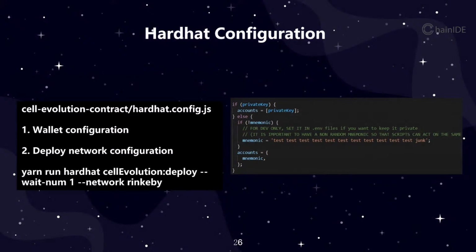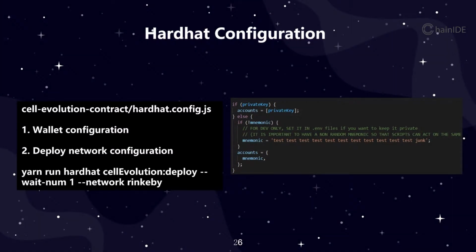And then, before deploying the smart contract, we need to perform some configurations in hardhat. For example, we need to select the network where we want to deploy the smart contract. And maybe we need to set the gas fee that the smart contract needs to spend.